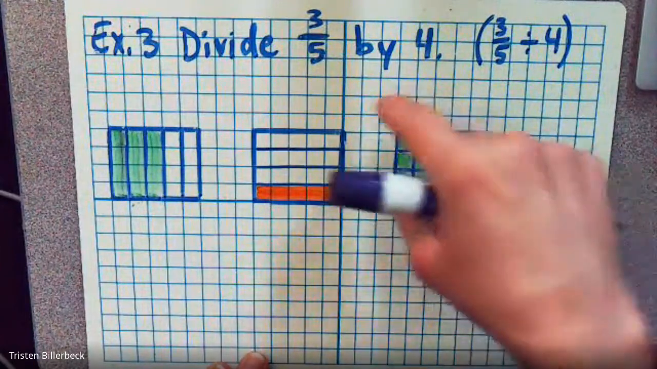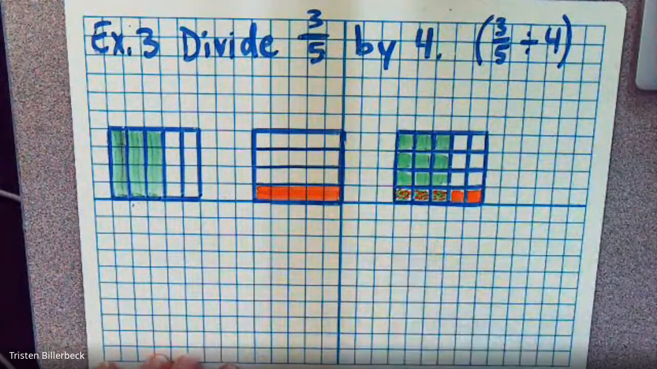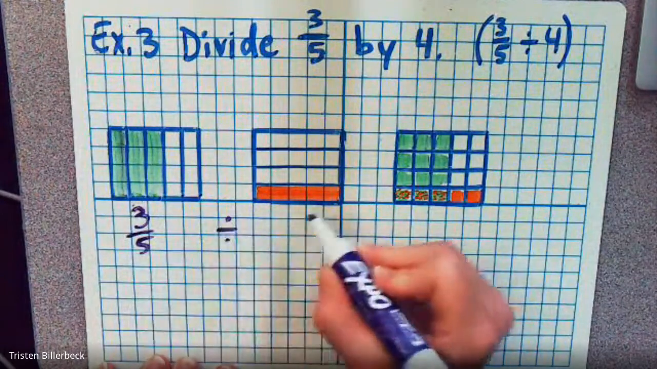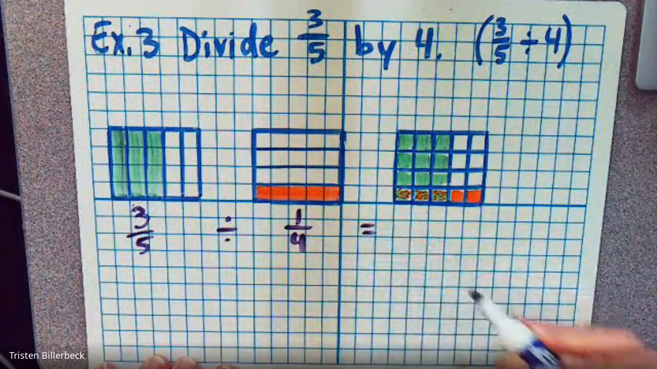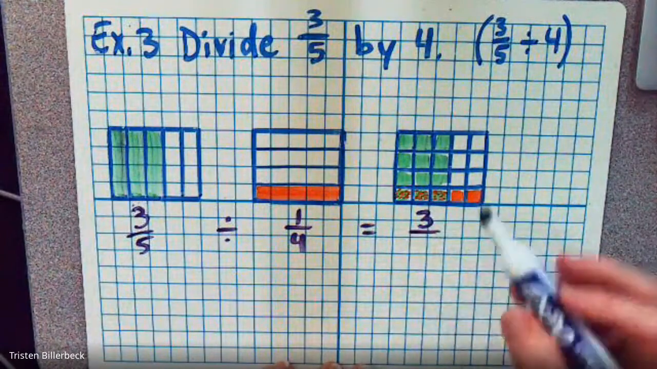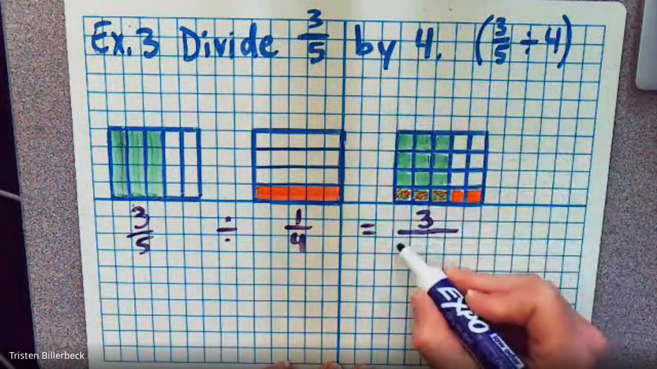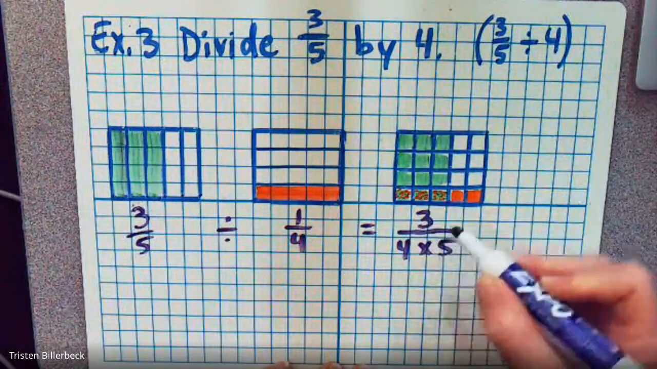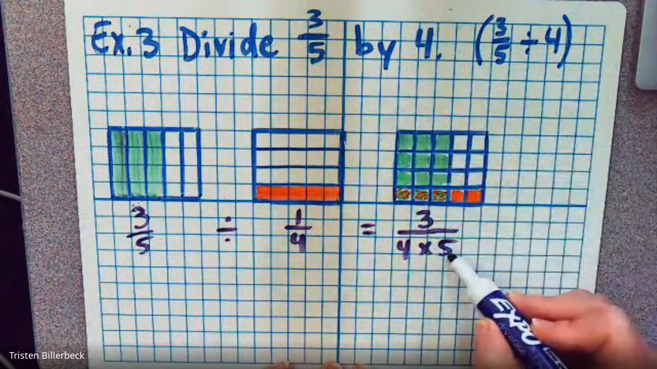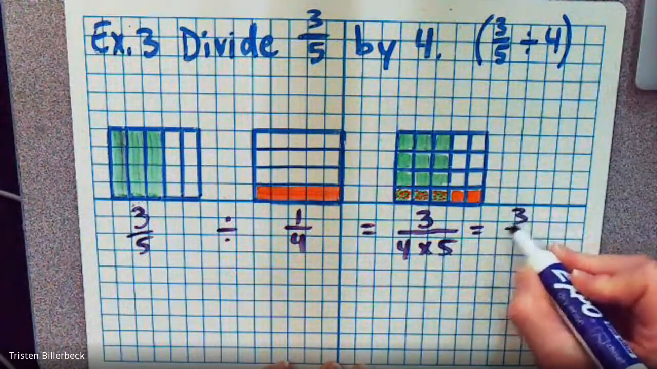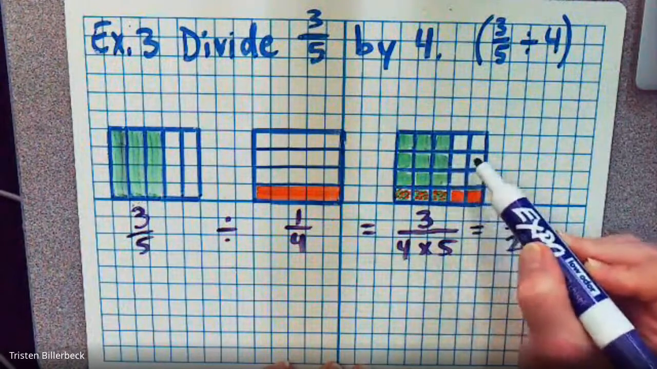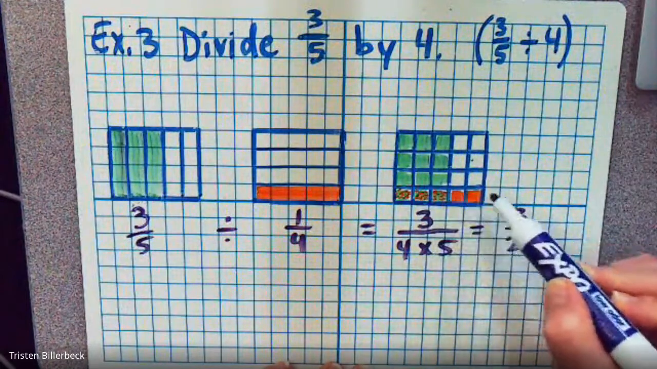Now, if I combine the 2 shapes, so I have 3/5 divided by 1/4 equals, and then I see I have 3 regions of overlap, but I need to know how many regions there are, and those regions are 4 times 5. So the height times the base, or base times height would be 5 times 4. Okay, so that gives me 3/20. So if I count 1, 2, 3, 4, 5, 6, 7, 8, 9, 10, 11, 12, 13, 14, 15, 16, 17, 18, 19, 20, I have 3/20.